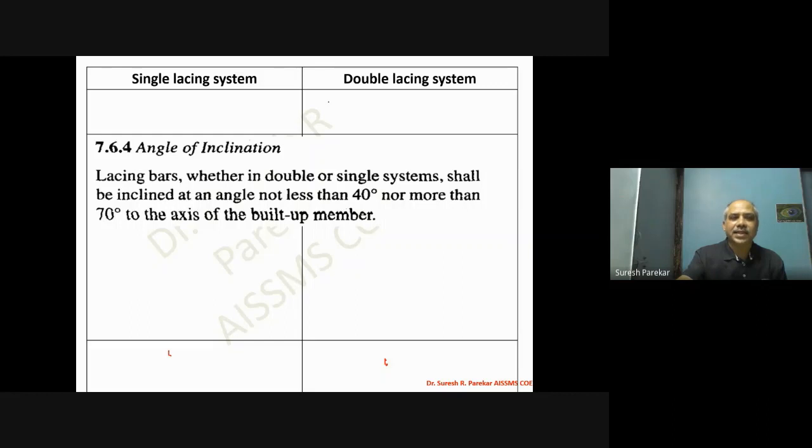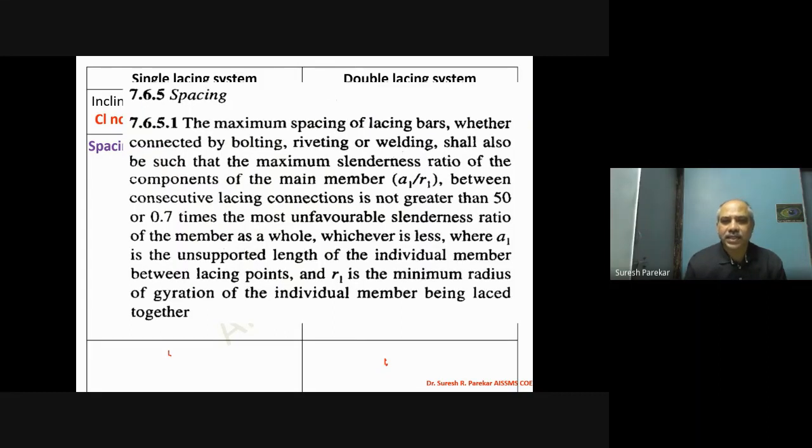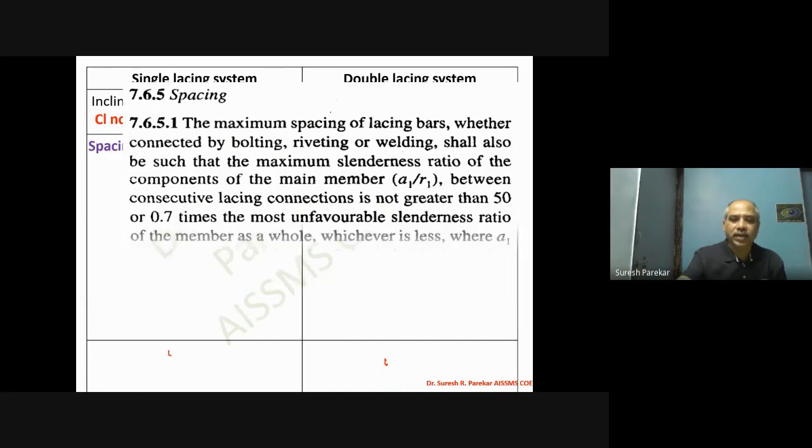Then we have single lacing system. The angle for single lacing system and double lacing system has the same clause 7.6.4, that ranges between 40 to 70 degrees. Then we have spacing of lacing. The maximum slenderness ratio of the component of the main member, A1 upon R1, between consecutive lacing connections is not greater than 50 or 0.7 times the most unfavorable slenderness ratio of the member as a whole. Here A1 is the unsupported length of the individual member between lacing points, and R1 is the minimum radius of gyration of the individual member being laced together.